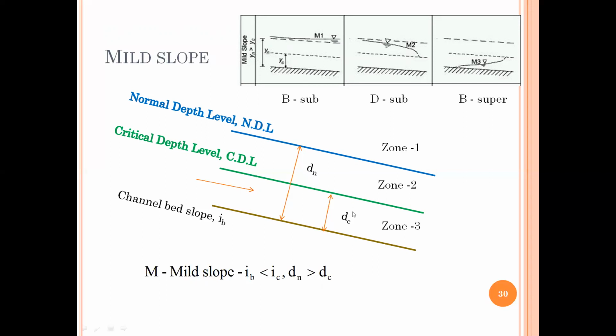And when my depth is in zone 3, my profile is like this. And this is again backwater curve, and it is a supercritical flow. It is associated with high velocity. So this is my profile curve when the slope is mild.